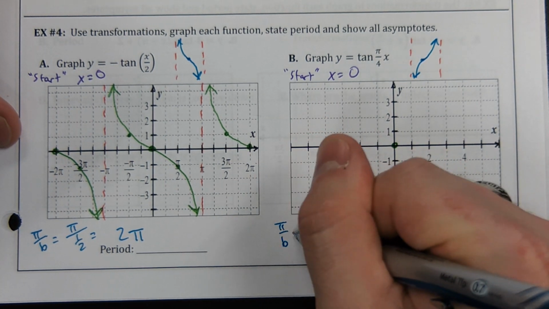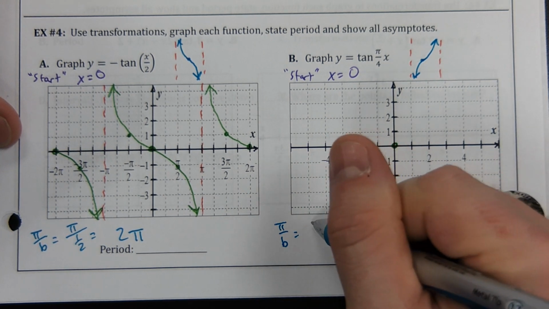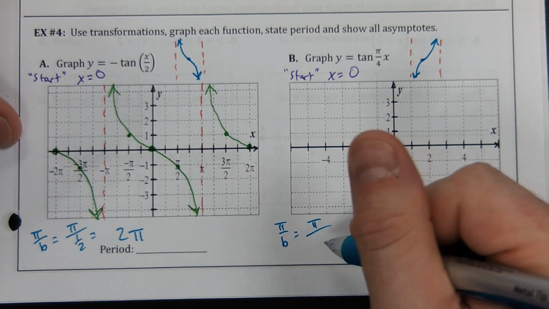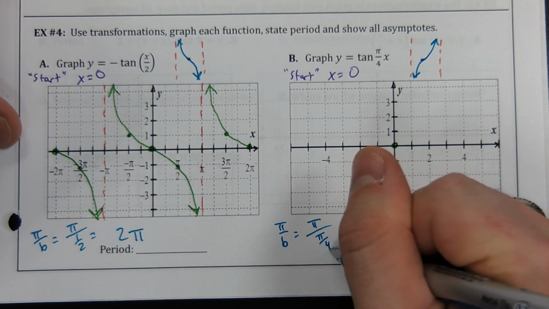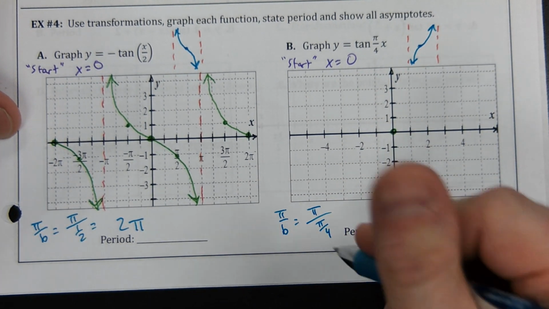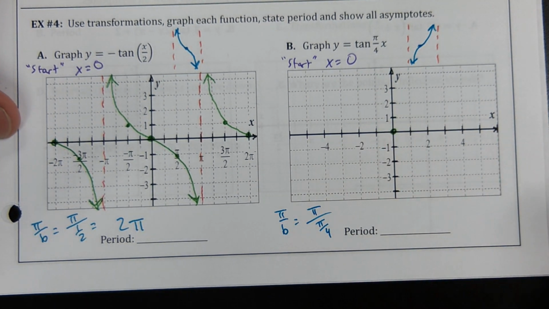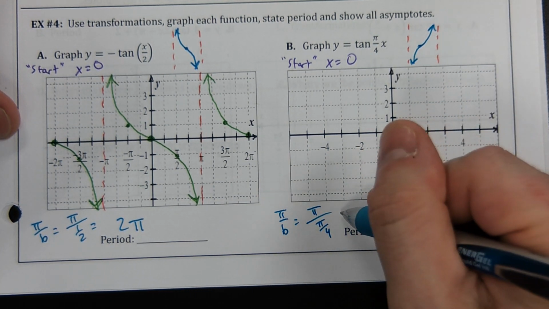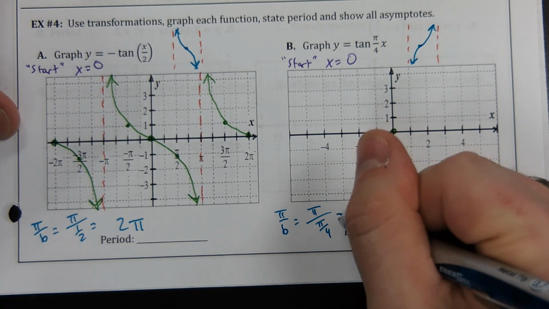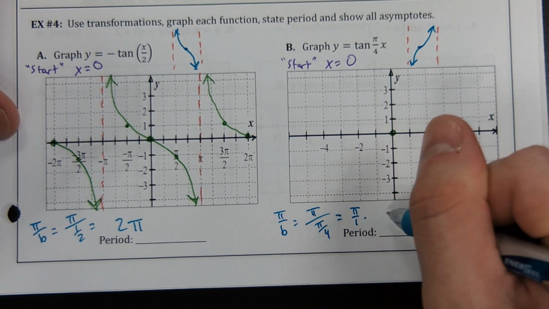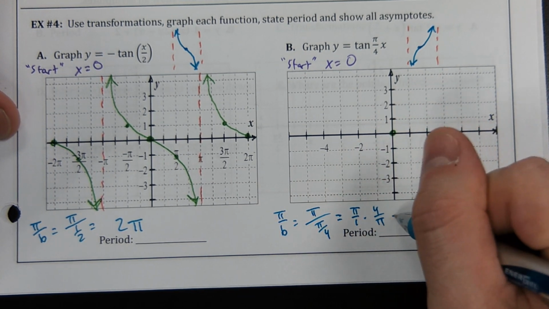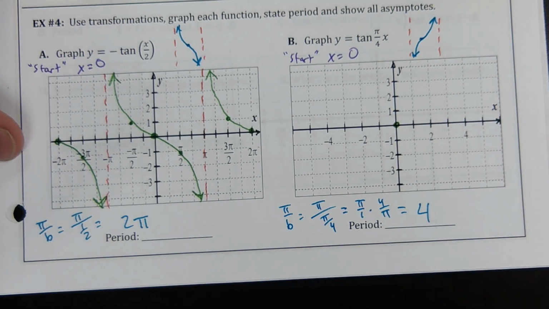Pi over b is pi over pi fourths. I'm sorry? Oh, no, the x is just x. We're just using the number in front of x. In case you don't see it, that's like saying pi over 1 times 4 over pi, and the pi's cancel, and you get a period length of 4.